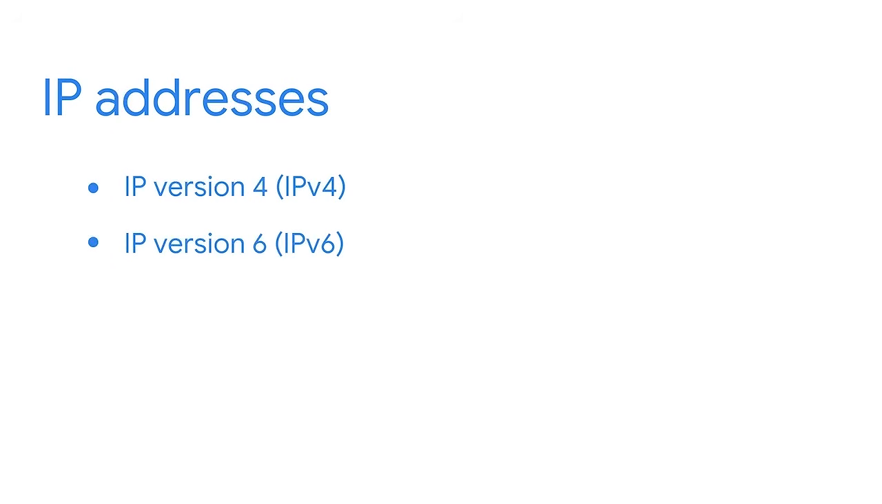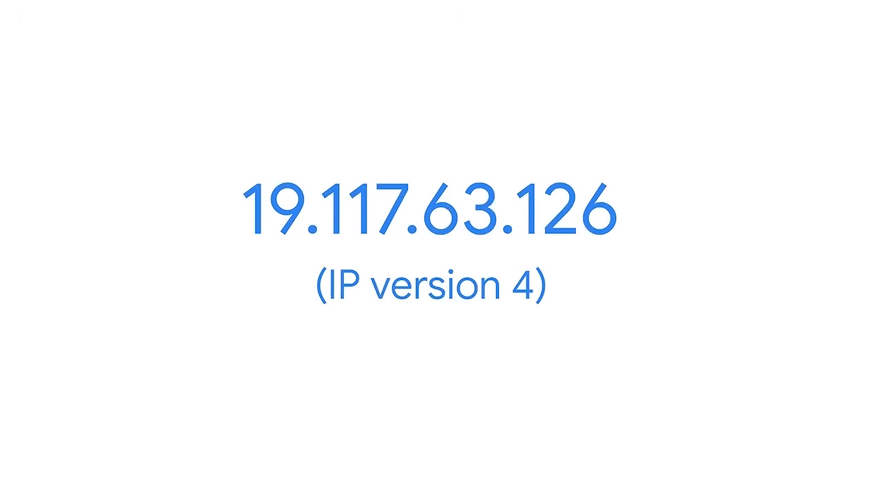There are two types of IP addresses, IP version 4, or IPv4, and IP version 6, or IPv6. Let's look at examples of an IPv4 address. IPv4 addresses are written as 4, 1, 2, or 3-digit numbers separated by a decimal point. In the early days of the Internet, IP addresses were all IPv4, but as the use of the Internet grew, all the IPv4 addresses started to get used up, so IPv6 was developed.